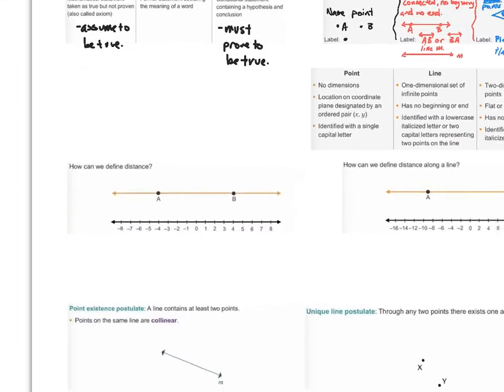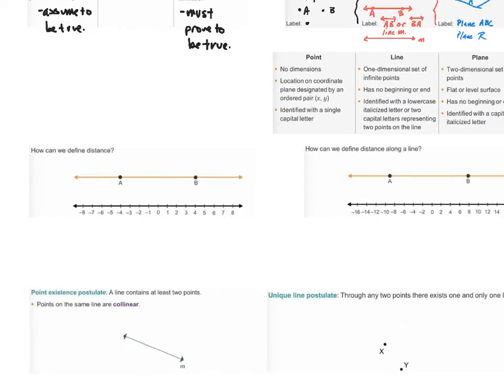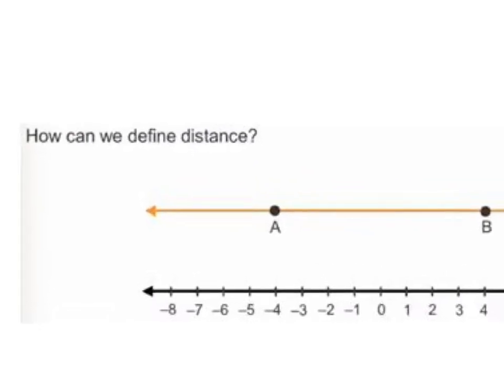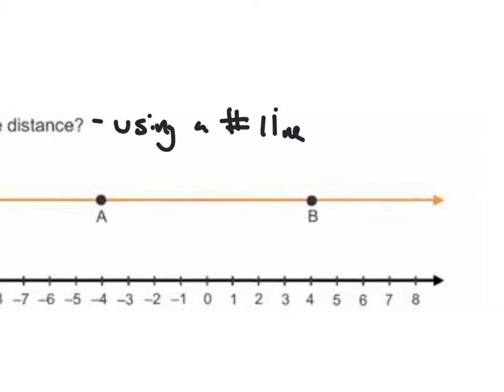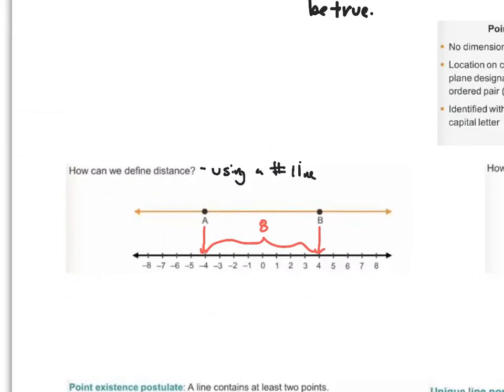One of the questions is how do we define distance? We can define distance by using a number line. When I use that hashtag, that means number. If I wanted to count the distance between A and B, I would compare it to a number line, and I would say point A goes down to -4, and point B goes to 4. My question is what is the distance between -4 and 4? This is 8, and that's how we calculate the distance between 2 points. We use a number line.